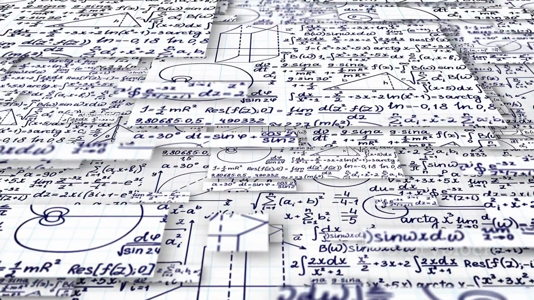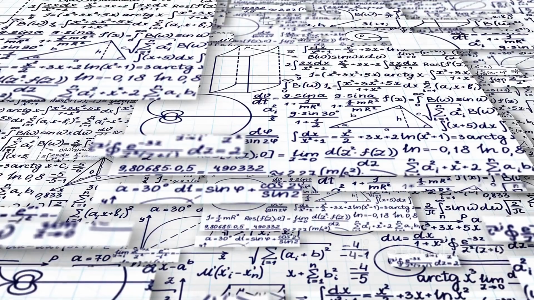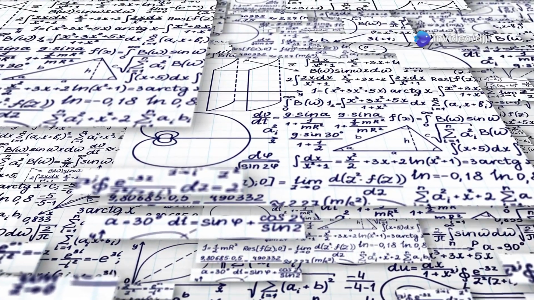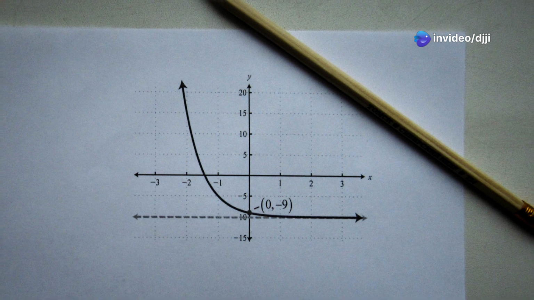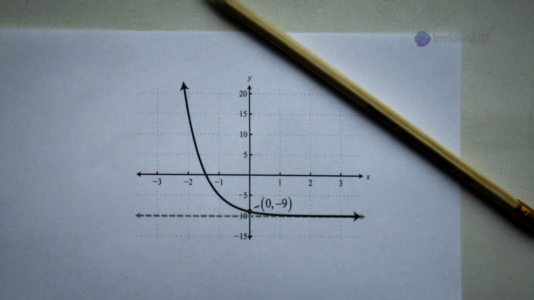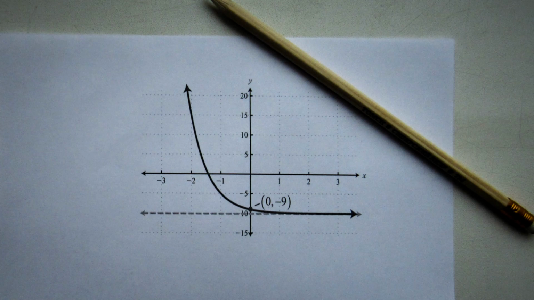(x minus h) squared divided by a squared minus (y minus k) squared divided by b squared equals 1. This equation represents a hyperbola. (x minus h) squared divided by a squared plus (y minus k) squared divided by b squared equals 1. This equation represents an ellipse.